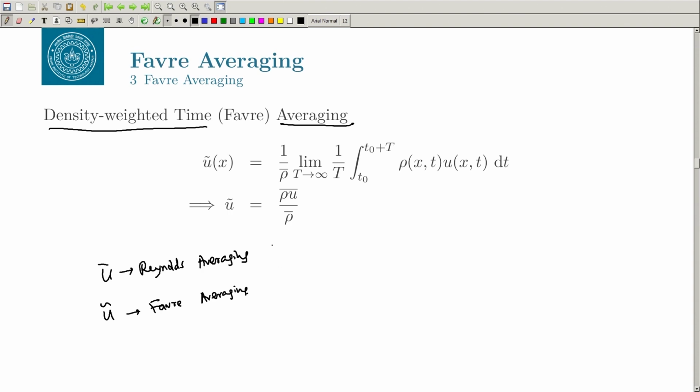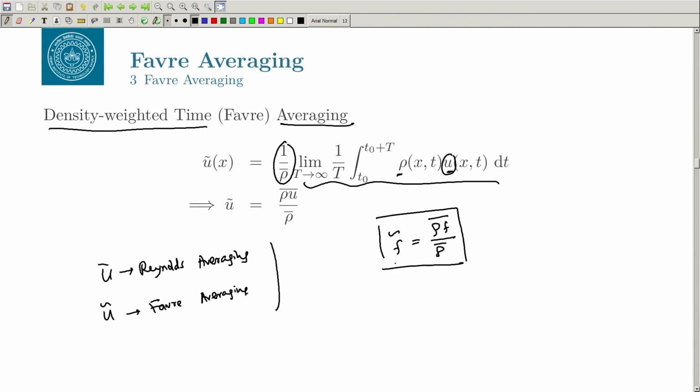And how do you define it? We will define it as given here, that we will multiply by 1 by rho bar and we will take the average of rho times the variable. So, rho multiplied by whatever variable you have. If you have variable f, basically you multiply rho f, take an average of that, divide by the mean of rho and call it f tilde. The f can be anything, it can be your velocity, it can be your temperature, right. So, this is how we will derive your Favre averaging.